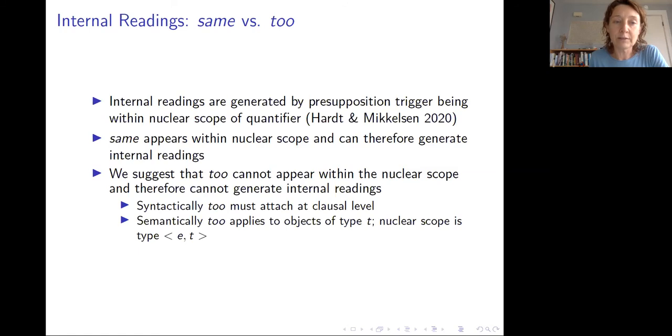So we have just seen that internal readings are generated by a presupposition trigger, same, being within the nuclear scope of the quantifier. So same appears within the nuclear scope, and it can therefore generate internal readings. We tentatively suggest that 2 cannot appear within the nuclear scope and therefore cannot generate internal readings. There are 2 possible avenues for supporting this. One is that syntactically 2 must attach at the clausal level and is therefore outside the scope. A semantic possibility is that 2 applies to objects of type T, and the nuclear scope is of type ET, and therefore 2 cannot appear inside or adjoined to the nuclear scope.